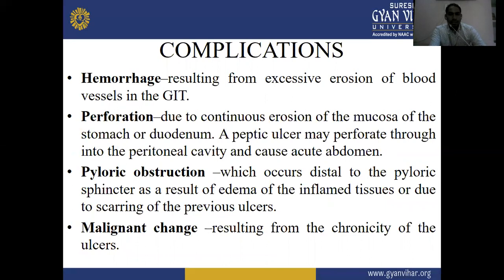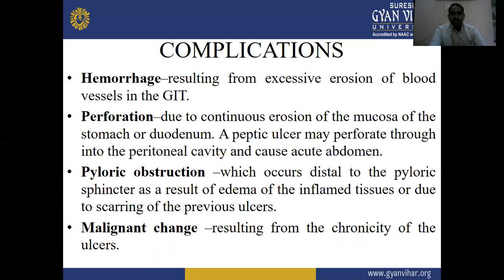Next one, complications. Complications during the treatment of peptic ulcers include hemorrhage, which results from excessive erosion of blood vessels in the GIT. The next one is perforation, due to continuous erosion of mucosa.